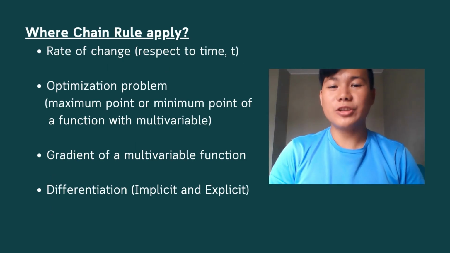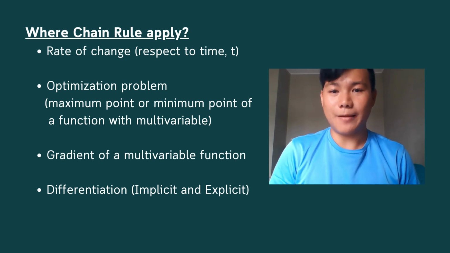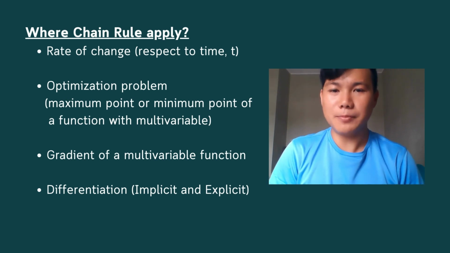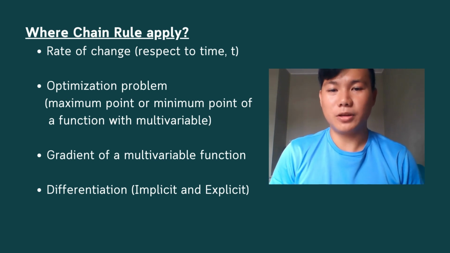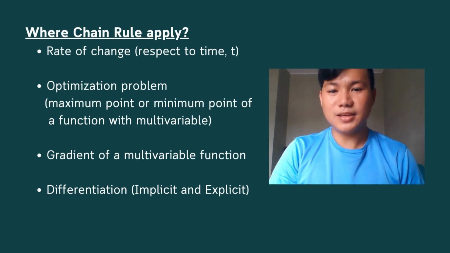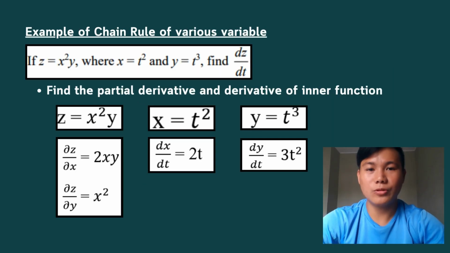Next, where can the chain rule be applied? The first one is the rate of change with respect to time t. Optimization problems, where we can find the maximum or minimum point of a multivariable function. Next is the gradient of a multivariable function. The last one is differentiation, implicit and explicit. Next is an example of the chain rule for multiple variables.